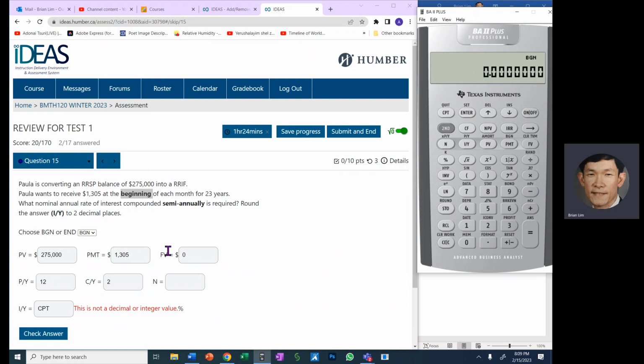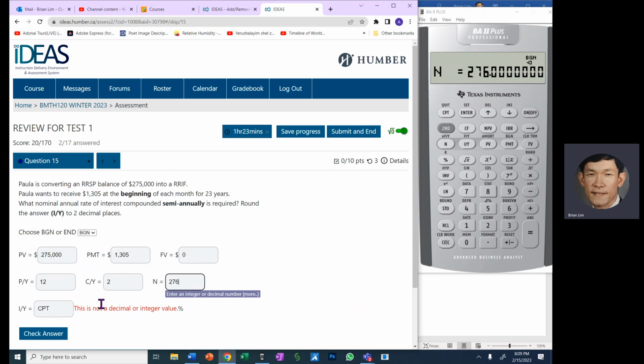And we are in begin mode. So PY is 12. Let's enter it. Second IY, PY is 12. So 12, enter. And CY is 2. So 2, enter. And we can check. PY is 12, CY is 2, and we can come out of there. Now, how long is this for? Well, 23 years. So that enables us to calculate N. So 23 second N, and N turns out to be 276.